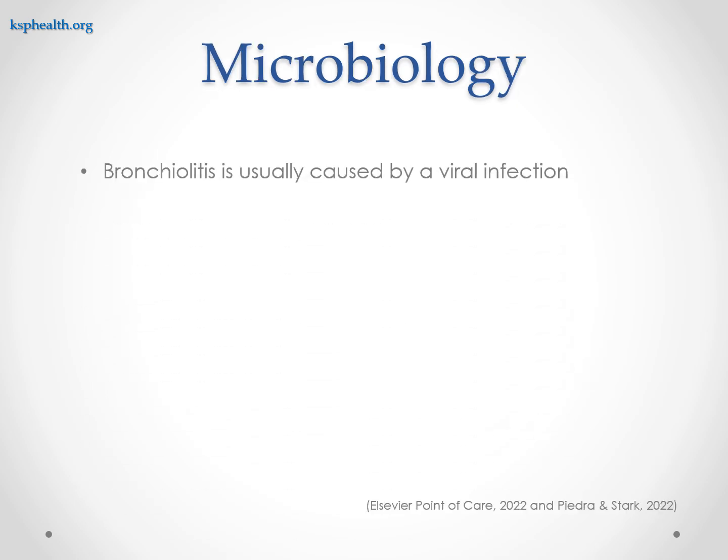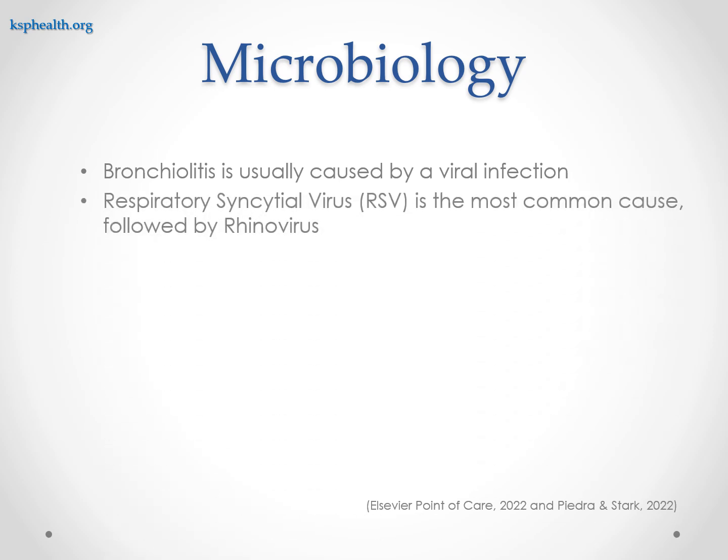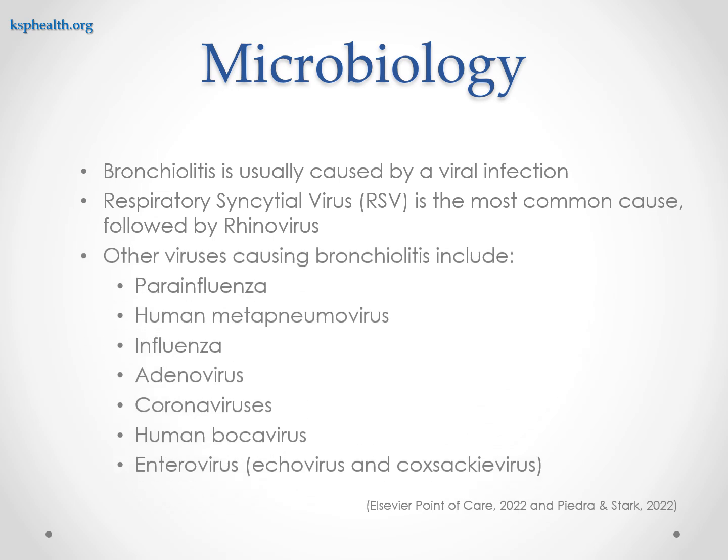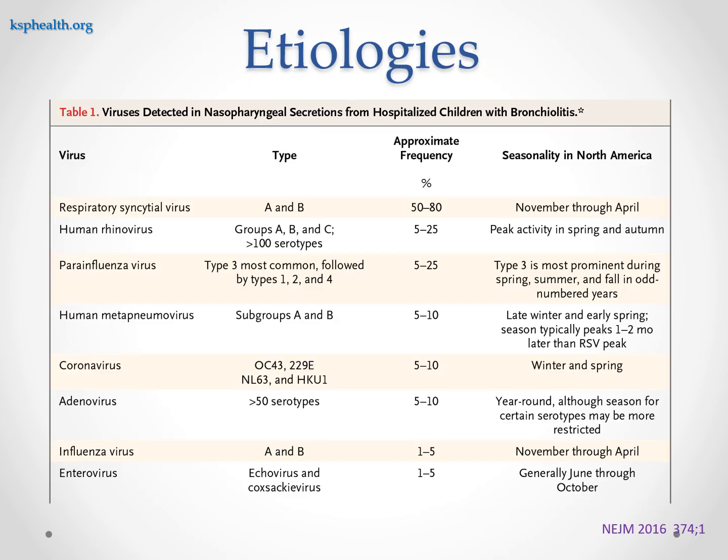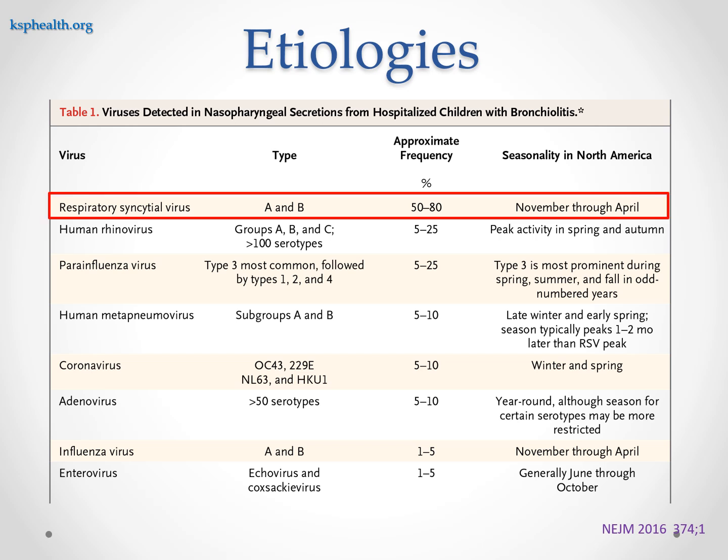It's usually caused by a viral infection. RSV is the most common cause, followed by rhinovirus. Other viruses causing bronchiolitis include parainfluenza, human metapneumovirus, influenza, adenovirus, coronaviruses, and human bocavirus and enterovirus. As you can see, in the article published in the New England Journal of Medicine, 50 to 80% of the isolates are RSV A and B. It's often isolated between November and April.